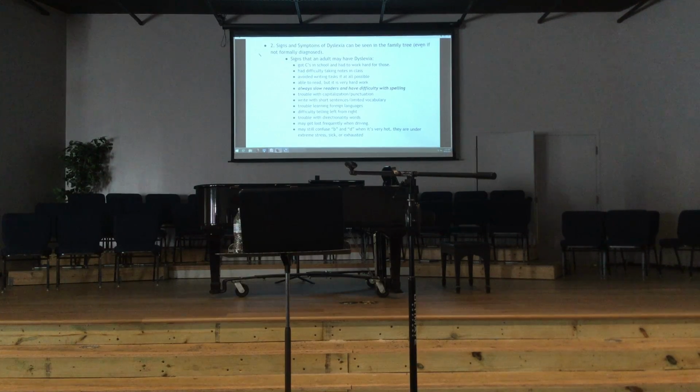So these are signs and symptoms of dyslexia that can be seen in the family tree, even if not formally diagnosed. So this is what I was talking about. If you have a kiddo that you wonder could be dyslexic, you can ask the parent some of these questions. Because if you say, do you have dyslexia? They're either going to say, I have no idea what that is, or they're not going to want to admit to it if they think they do. So if you ask them, these are typical things we see in adults.